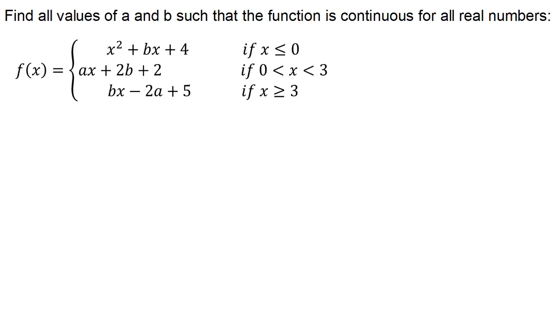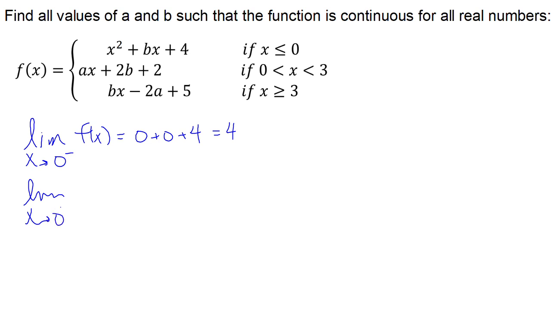And of course, this is just the same type of problem. This time we're going to deal with this when x is 0. So we'll start off with the limit as x approaches 0 from the left of f of x. Well, if we're plugging in 0 for x, we end up with 0 plus 0 plus 4 in that first one, which is just 4. And if we do the limit as x approaches 0 from the right of f of x, we end up with a times 0, which is 0, plus 2b plus 2, which of course is just 2b plus 2.